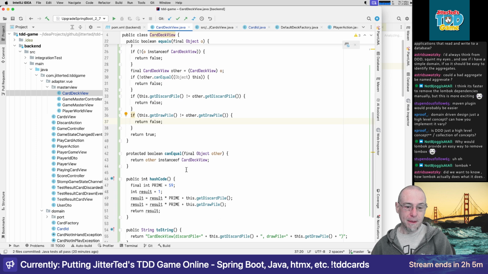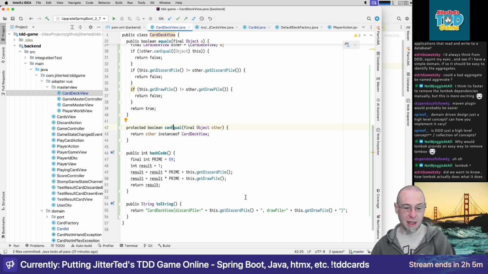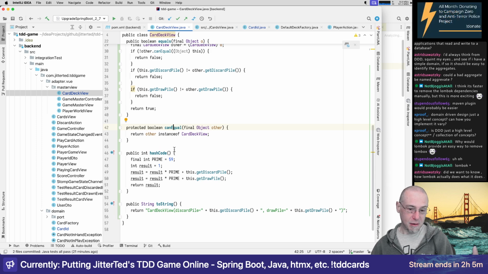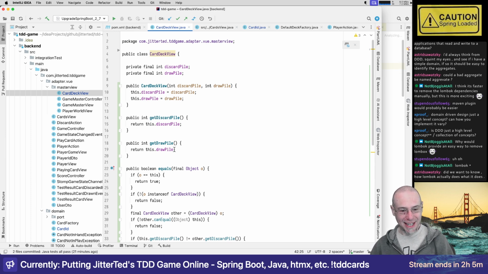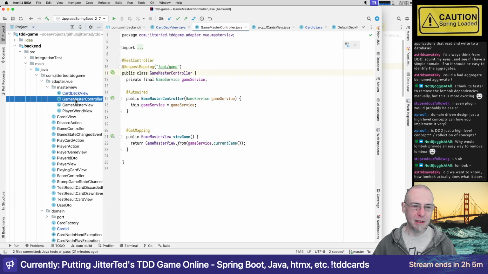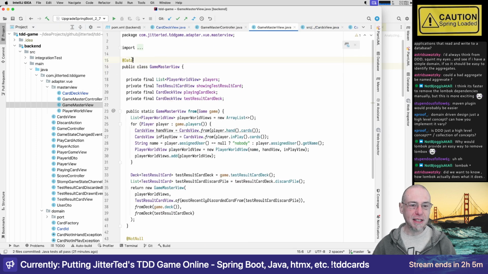Equals I'm using. Hash code is fine, but this is okay. But boy, I can't wait to turn this into a record. Yeah. All right. So let's go this one. That's fine. I suspect it's going to be most of my views.